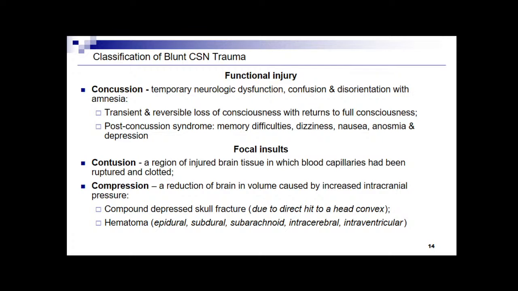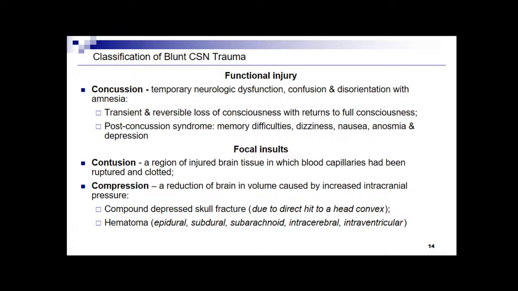But in some cases we can see post-concussion syndrome: memory difficulties, dizziness, nausea, anosmia, and depression, mental depression. The second group of traumatic brain injury is the focal insult, focal injuries. Two variants: contusion and compression.